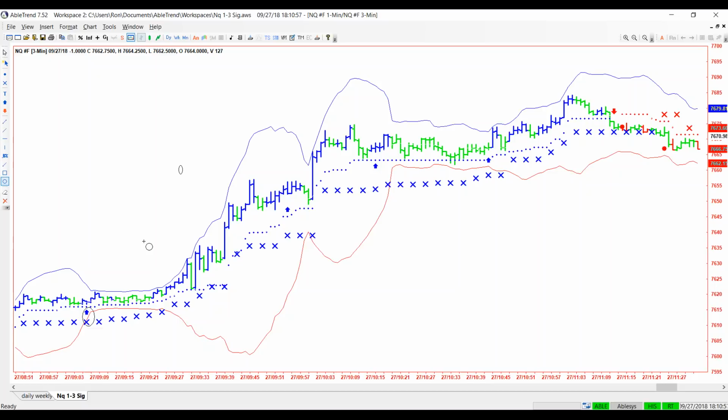Kyle's tried to set it up in Ninja 8. Doesn't allow you to remove the OHLC bars from the 3-minute. So it shows both the OHLC and your chart. There is a way to do that, Kyle. I don't use Ninja. I obviously use AbleTrend 7 all these years, but I know that there's a way to do that because somebody actually asked me that question, and I sent them to tech support, and they fixed it.